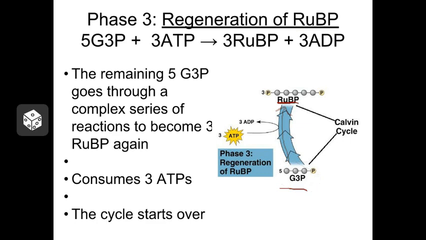This requires several steps, and it is endergonic. It does require some energy. So 3 more ATPs are going to get broken down in this phase. They're going to be dephosphorylated, and that energy is going to be used to reform our RUBP. At this point, those RUBPs can grab some more CO2, and it can start the cycle over again. 3 of those guys.